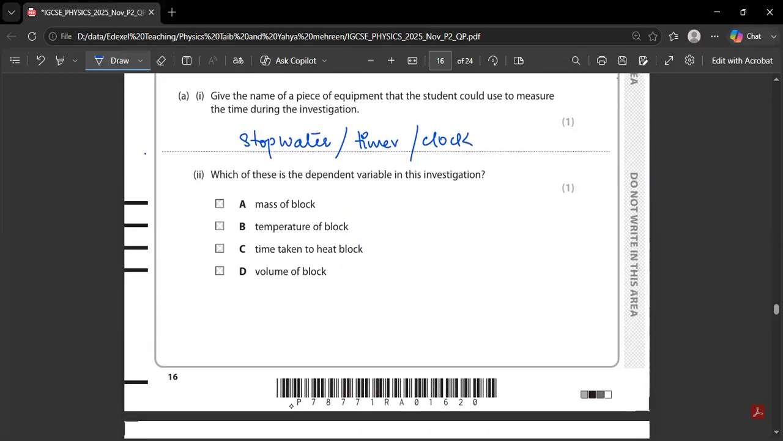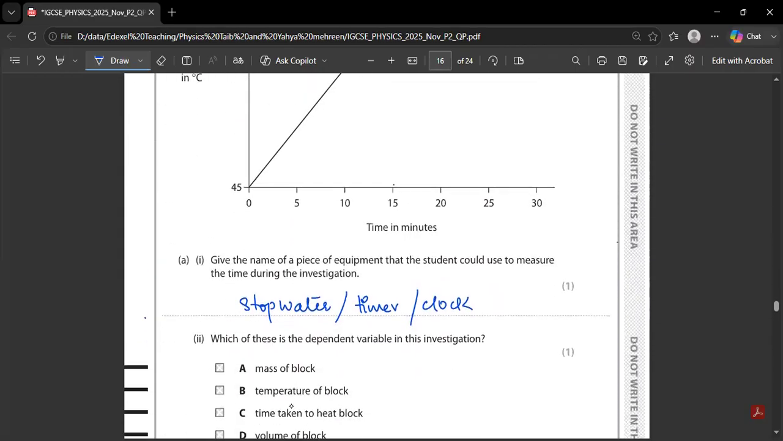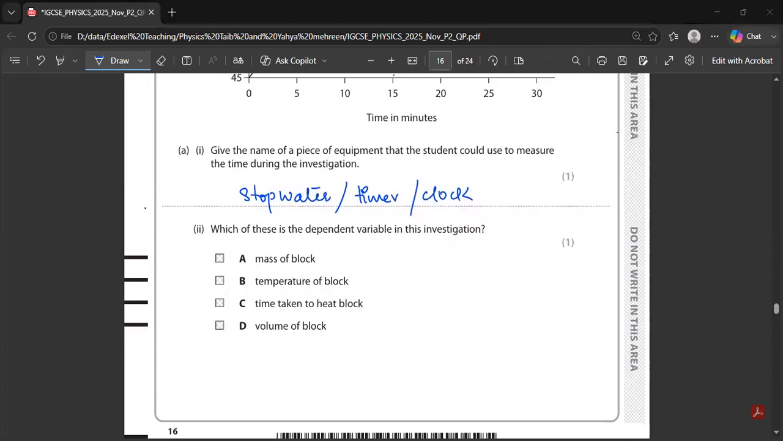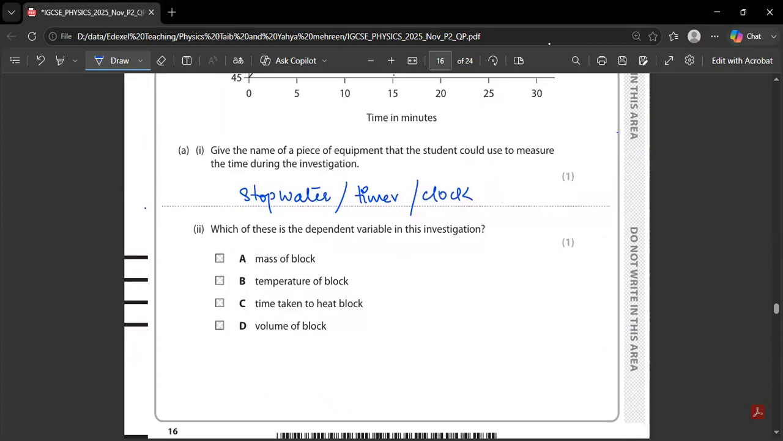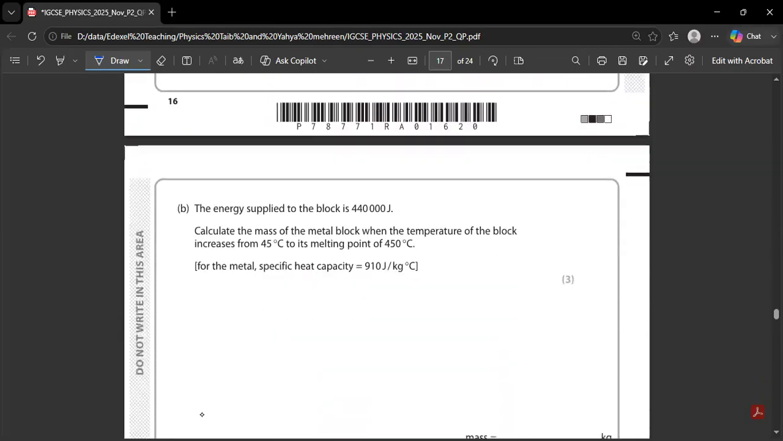Which of these is the dependent variable in this investigation? So which variable is dependent? Mass of the block cannot be dependent. Temperature of the block, time or volume. It's again very simple. Yes, it should be temperature. Temperature of the block is the dependent variable in the investigation, right?